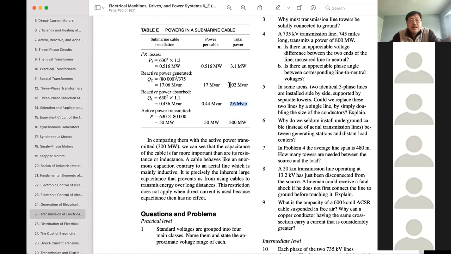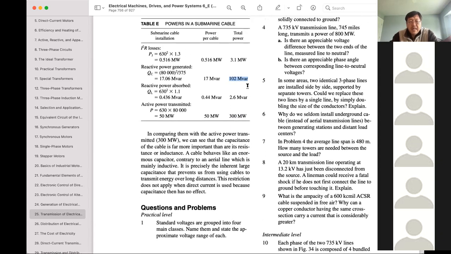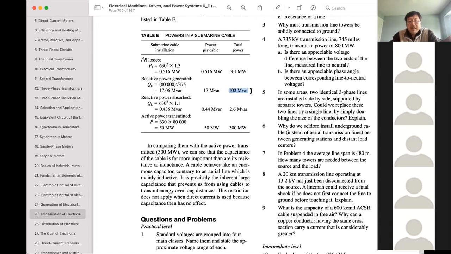Most important is the capacitance. The capacitance became a huge factor. That is why they can only do short distance, because as the distance gets longer, this becomes out of control, reducing this to a tiny number. So when that increases, this will drop. It makes no economic sense because all the power goes to here, no power to the customer.